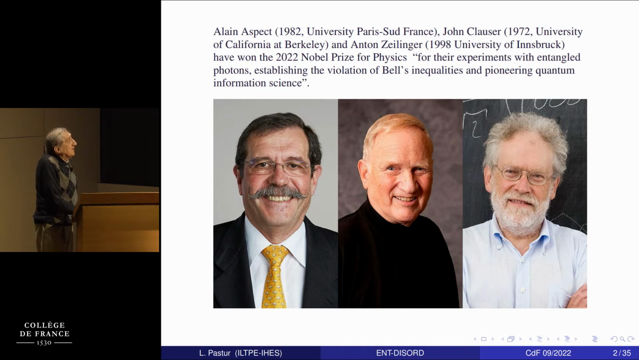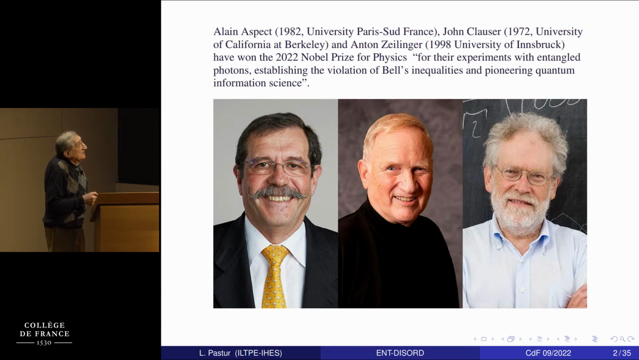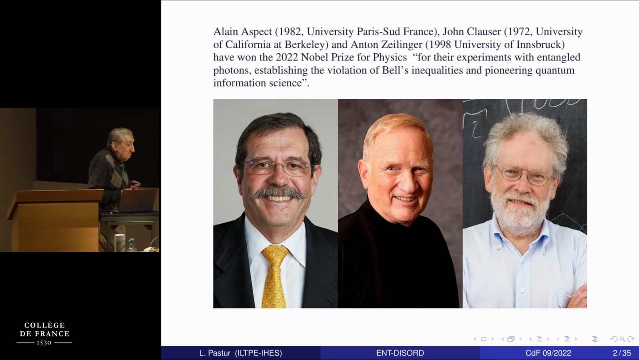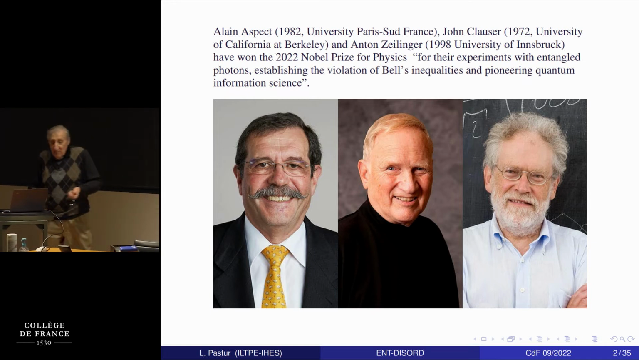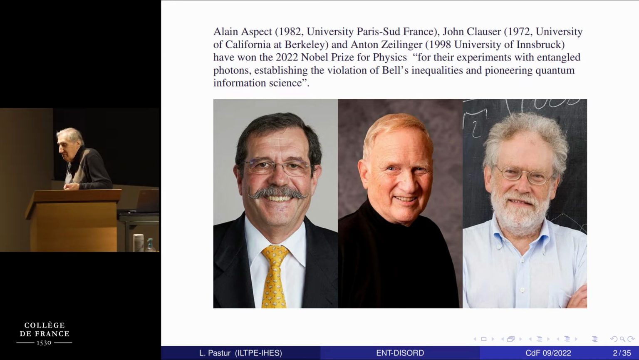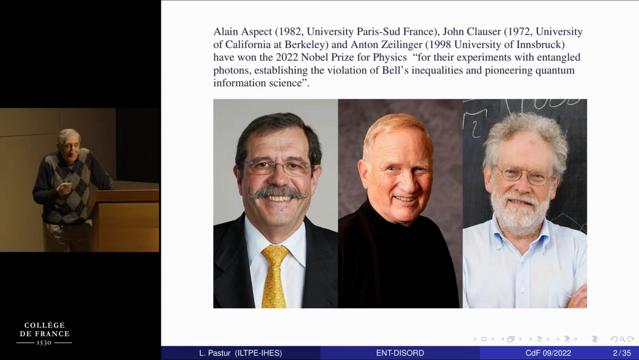The first is Alain Aspect. They are listed in alphabetical order, but the historical order is different. The first person was John Clauser, who as early as 1972, just several years after Bell's famous work on the Bell inequality, as a PhD student communicated with Bell and made the first effort to verify this inequality.